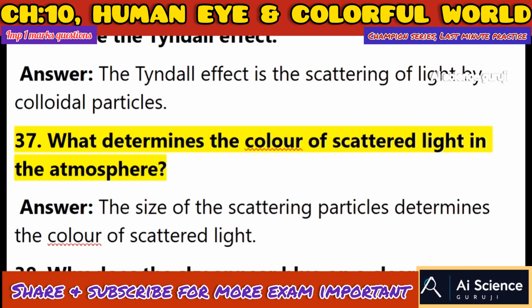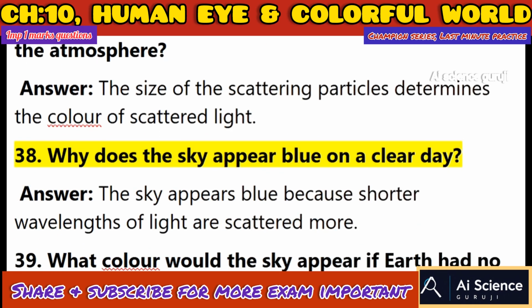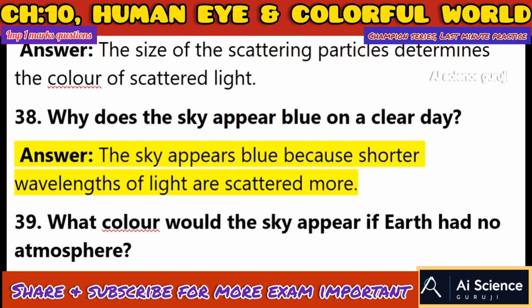37. What determines the color of scattered light in the atmosphere? Answer: the size of the scattering particles determines the color of scattered light. 38. Why does the sky appear blue on a clear day? Answer: the sky appears blue because shorter wavelengths of light are scattered more.